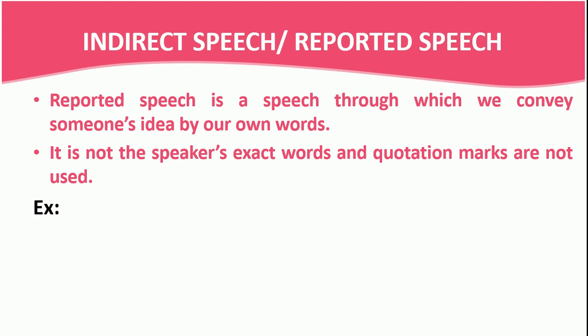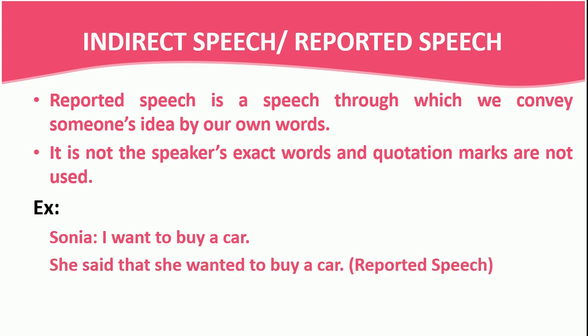See the example. Sonia says, "I want to buy a car." It's a simple sentence. Now you want to convey this from one person to another after two or three days. You say, she said that she wanted to buy a car. Now the first sentence is in present indefinite tense, while the second sentence is in past indefinite tense. As you can see, here there is want and wanted. See, I is changed to she, and that is added here, but there are no quotation marks.